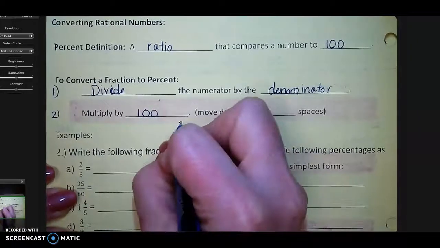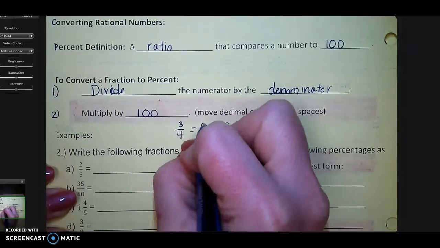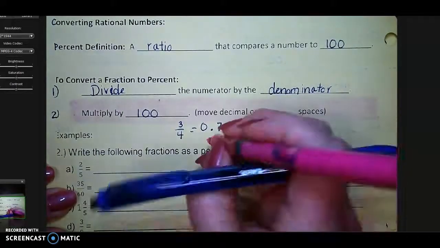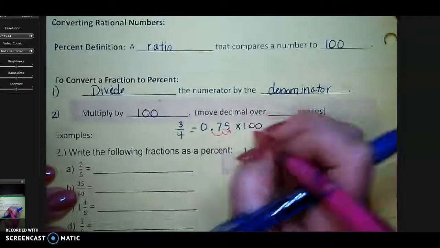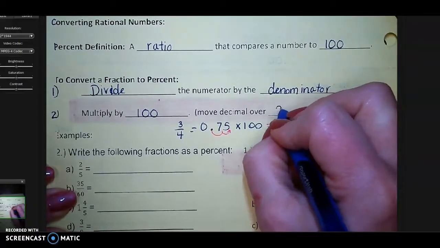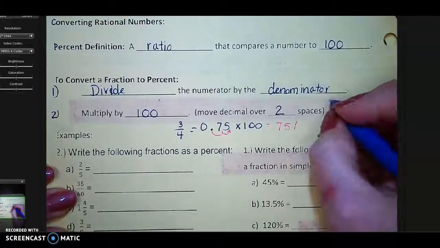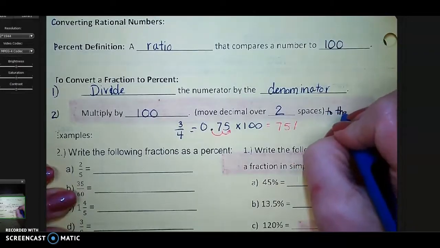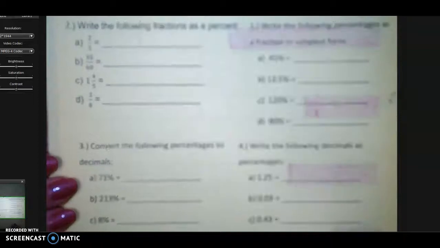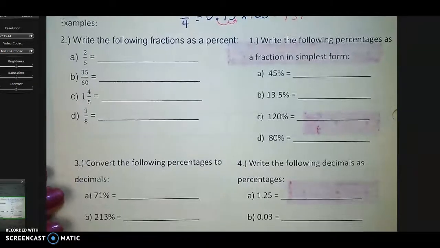So say I did 3 divided by 4, and I got 0.75. When I multiply by 100, that's going to take my decimal point and move it this way, 1, 2 spaces, to 75%. So I move that over 2 spaces, and because I'm multiplying by 100, it's 2 spaces to the right. If I needed to divide by 100 at some point, it'd be 2 spaces to the left, just for future reference. So down here, we're going to practice some of these. I'm going to go through a couple, and then I want you to pause, try it yourself, and check to see if you got them right.